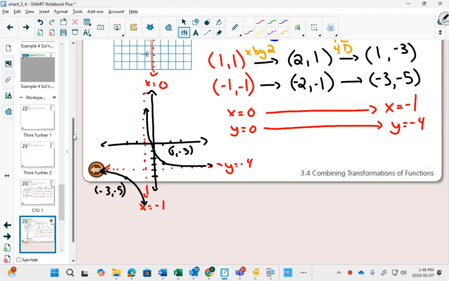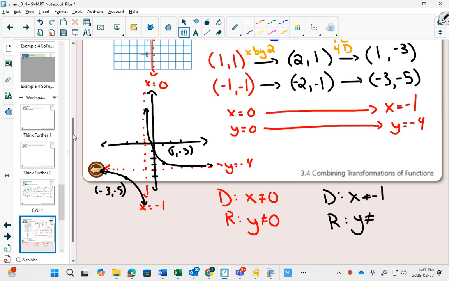It asks for the domain and range of the original one. The original one, I would just write x can't equal 0, y can't equal 0, and then on our new graph, now x can't equal -1, and y can't equal -4.